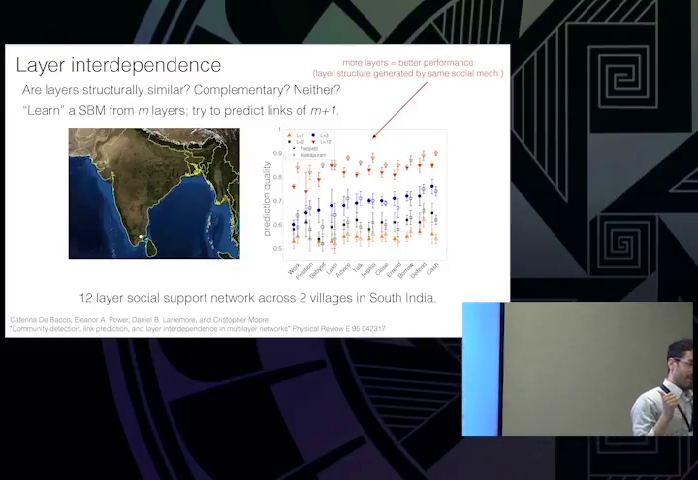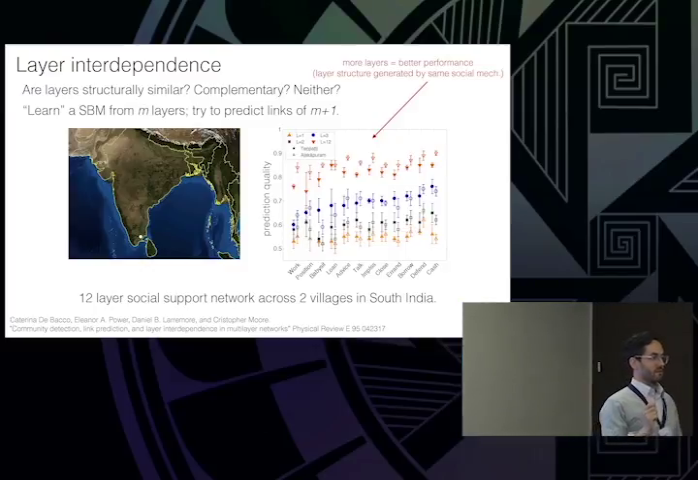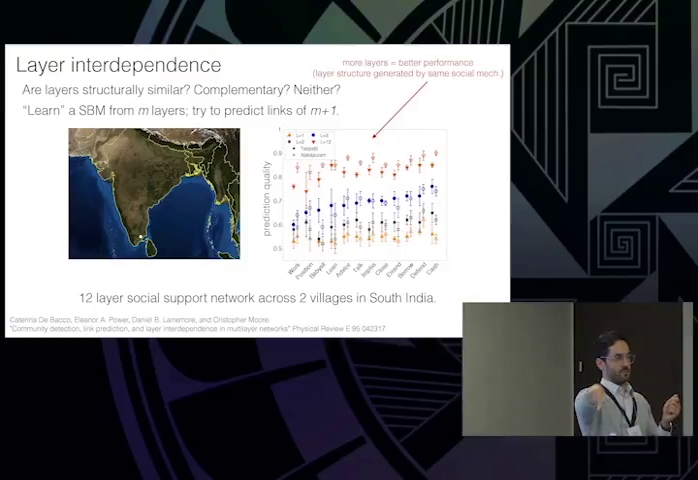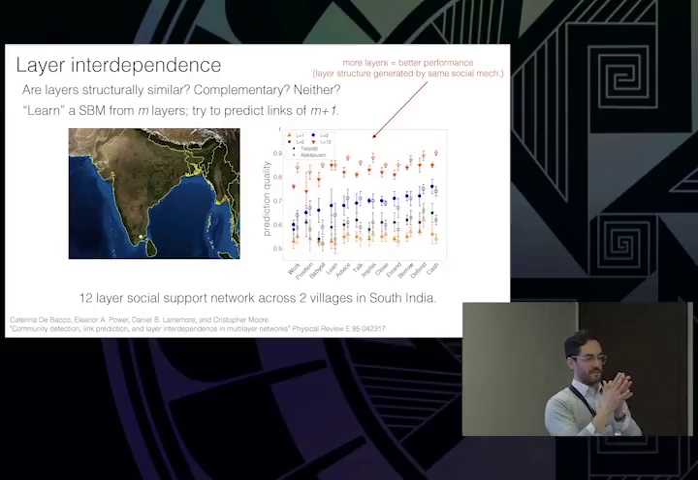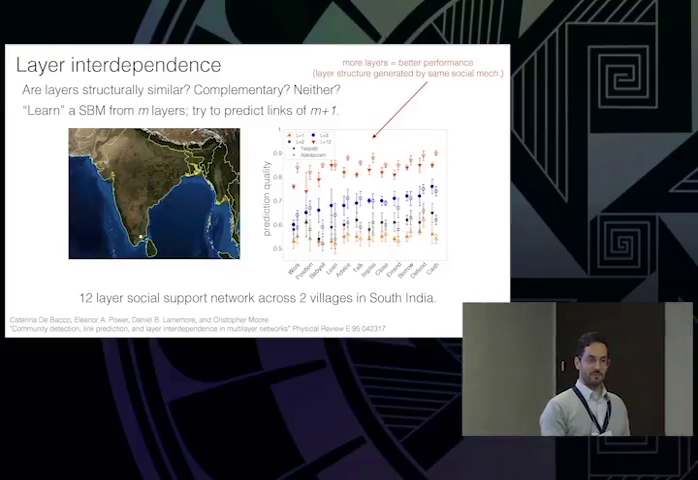So we're not showing the details here, but you can actually diagnose which layers in particular are going to help you predict which other layers, suggesting that those layers are closer together in the fundamental mechanisms that are creating the patterns that we see. So more layers in this case means better performance. The layer structure was generated by the same social mechanisms. Probably we shouldn't be surprised if you trust somebody to do work in your house, you probably trust that person with your children more likely than some other random attribute.